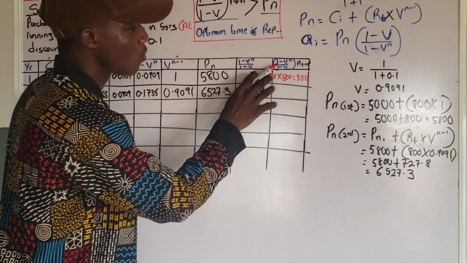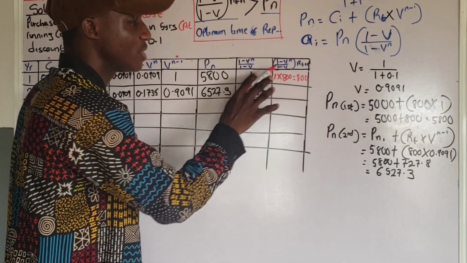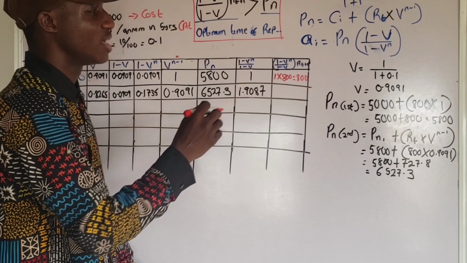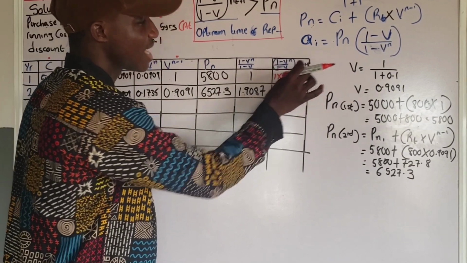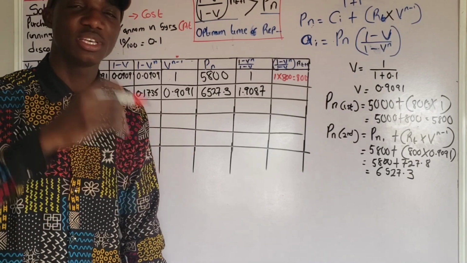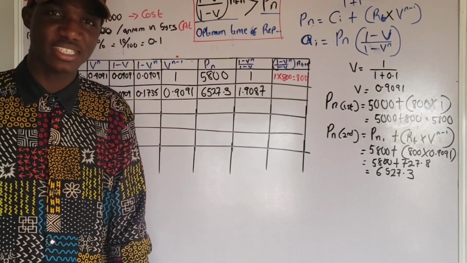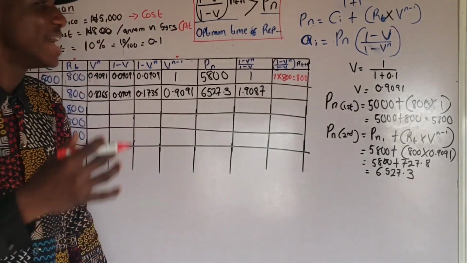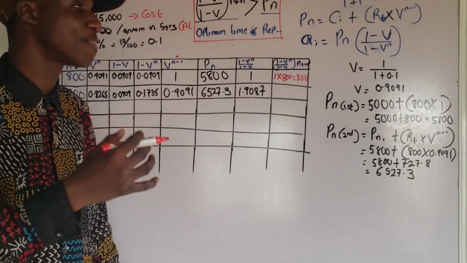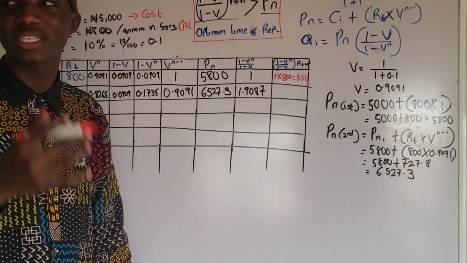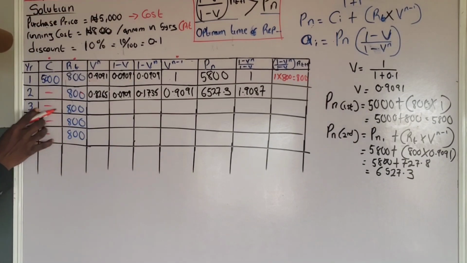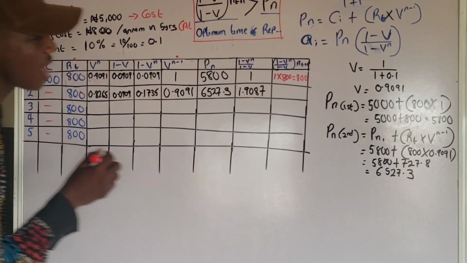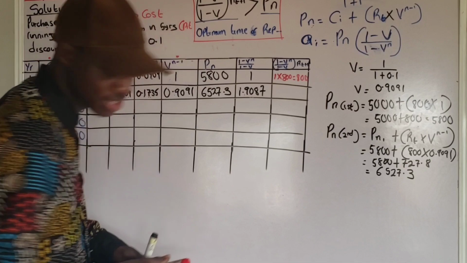I've already gotten the value of (1 minus v raised to the power of n) all over (1 minus v). Now, the value for these cells is the product of this and this. And I told you that r_{t+1} simply means the running cost or the maintenance cost of the next year. Now, because we are in year 2, the maintenance cost of the year that we're talking about is the maintenance cost of year 3. You understand? And the maintenance cost of year 3 is what? Is 800.